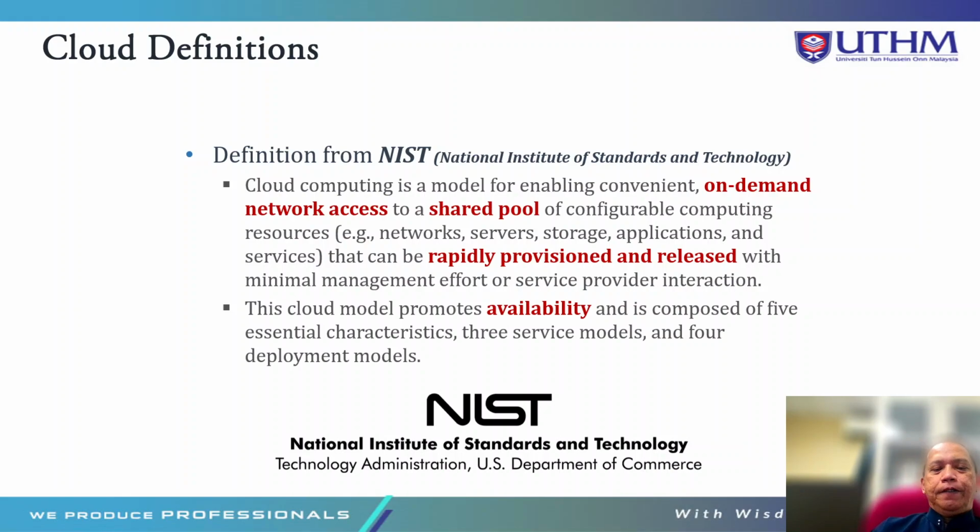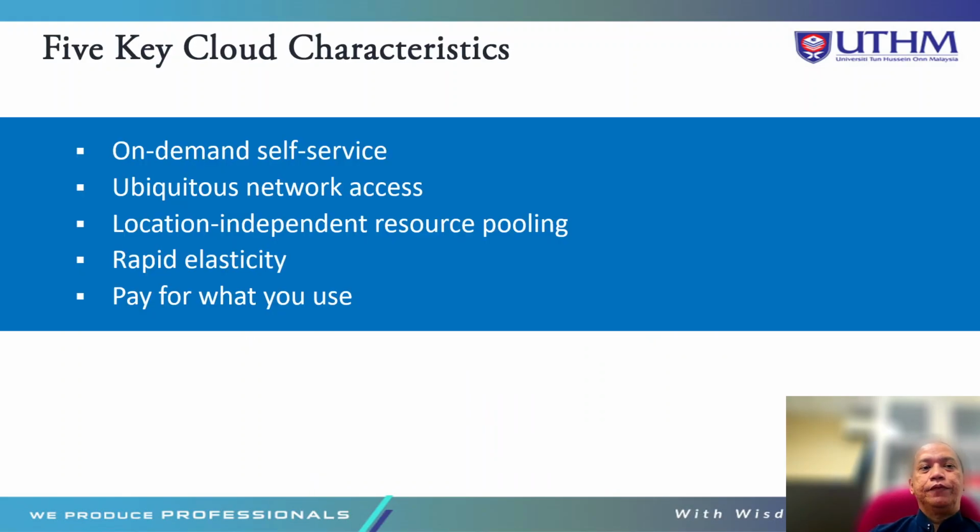All right, there are various definitions, but once again I want to remind you that the backbone of this is network computing. So the 5 key cloud characteristics, as in the definition by NIST, are on-demand self-service, ubiquitous network access, location-independent resource pooling, rapid elasticity, and pay for what you use.